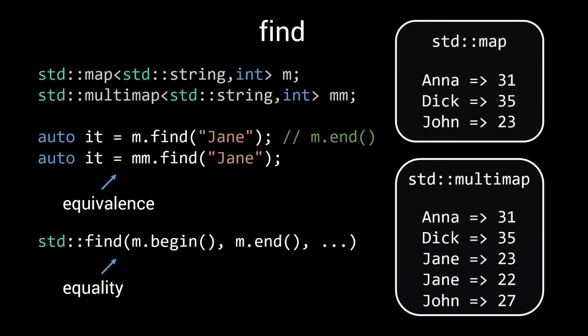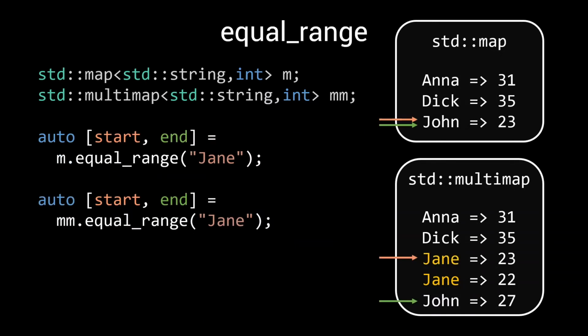When using standard find, you are guaranteed to be returned the first occurrence of the element you're searching for. However, when you use the find function on a multimap or multiset, an iterator to any of the matching elements may be returned. There's no guarantee that this is the first matching element. If you want to retrieve the full range of matching elements, you can use the equal range function.